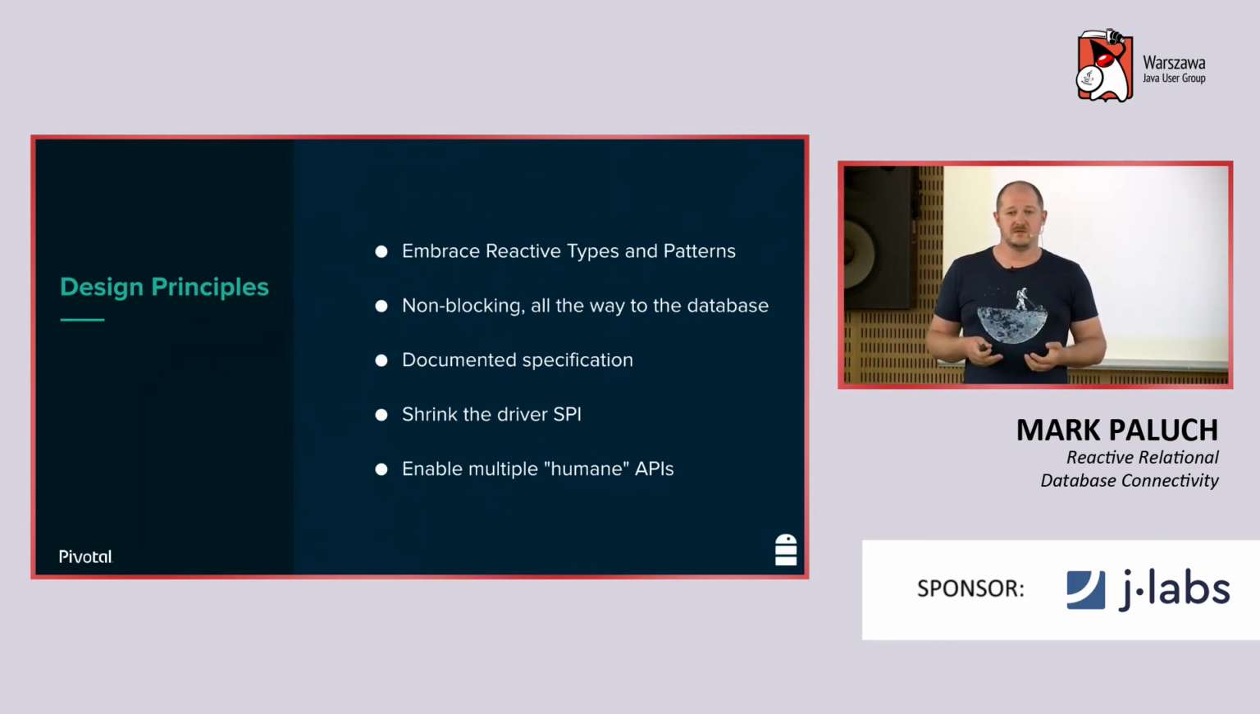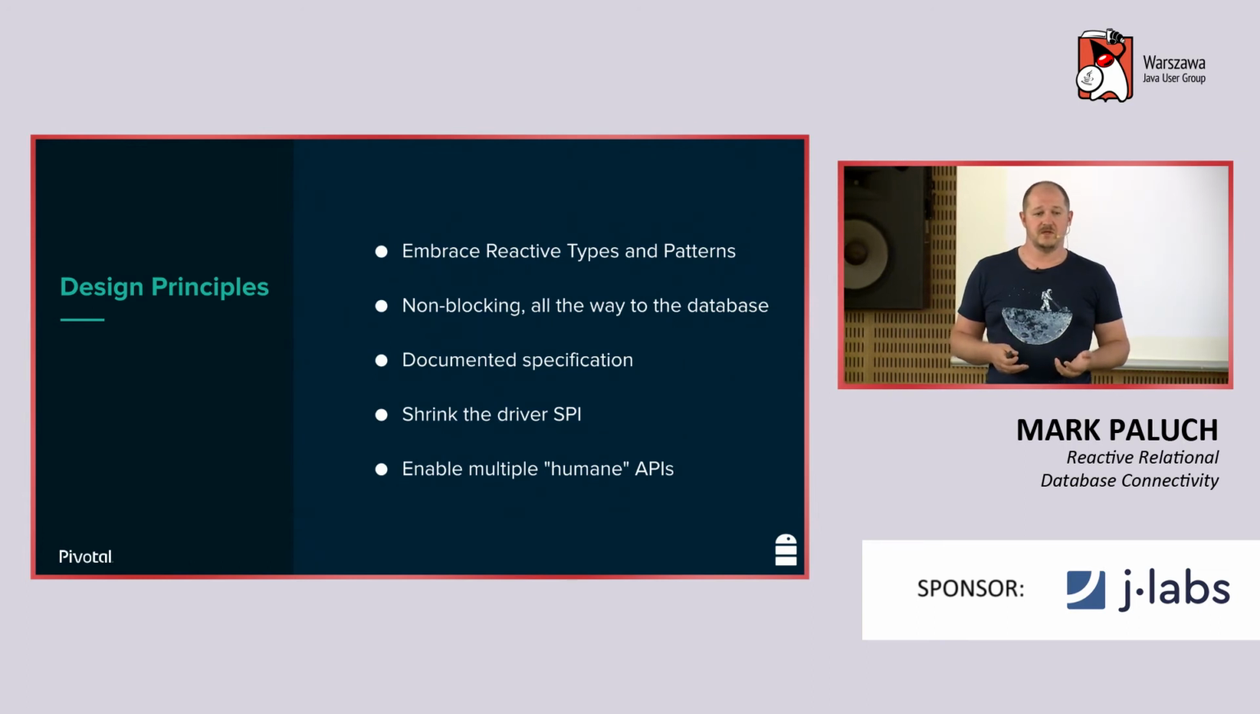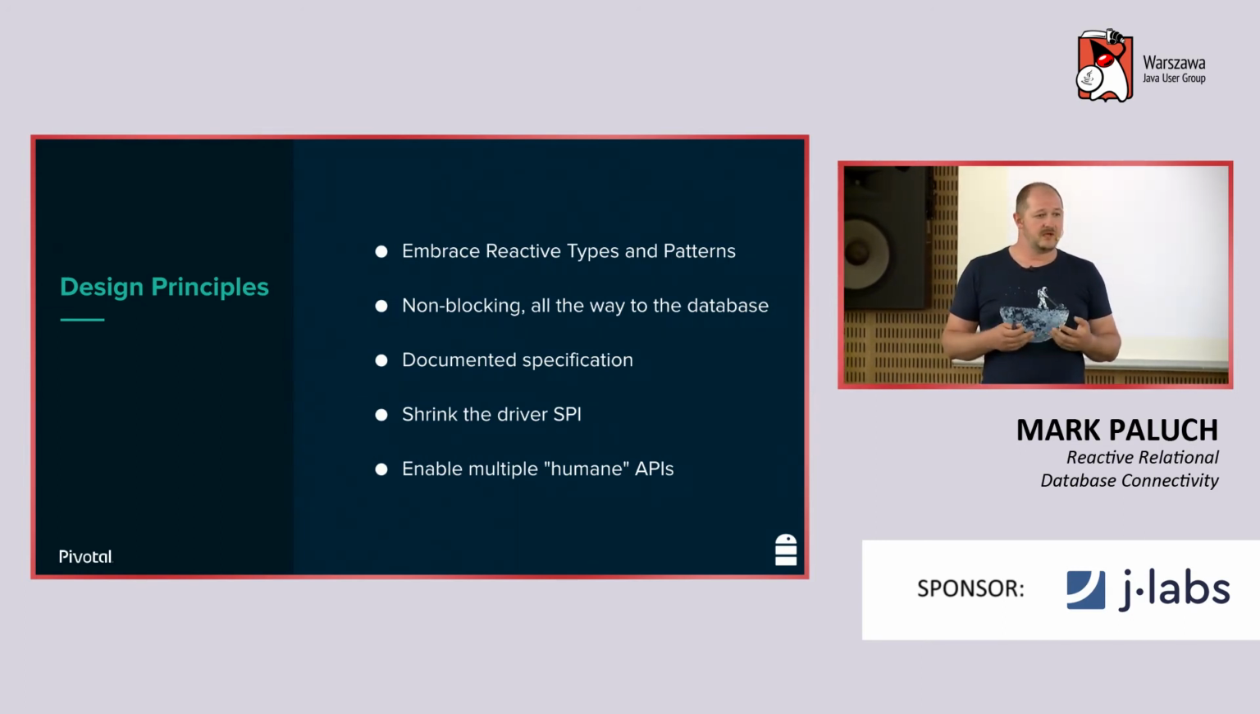What about the design principles and the idea where we want to go and how this API should look like? How should a modern database SPI look like if we want to engage into reactive programming? Now, one thing is entirely clear: we have to be reactive everywhere. Otherwise, it wouldn't have any point to come up with some reactive API, right?